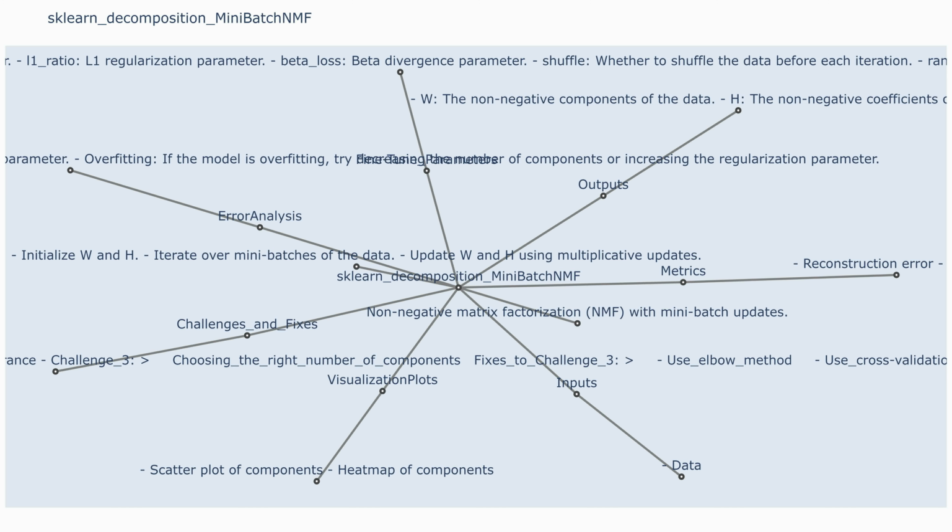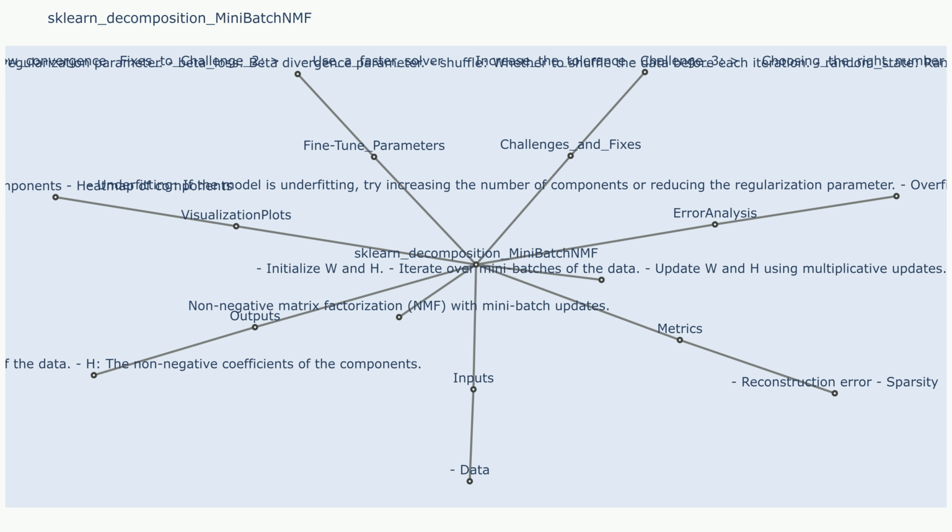sklearn.decomposition.MiniBatchNMF. Description: MiniBatchNMF implements a slightly faster version of the NMF algorithm that is better suited for large datasets. It uses mini batches of samples to update the model, which can significantly speed up the training process.